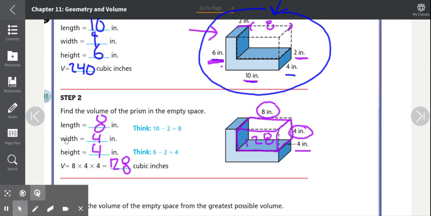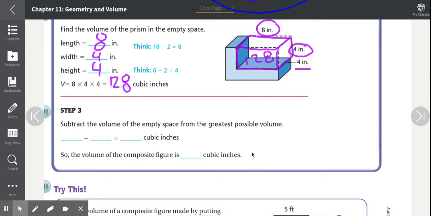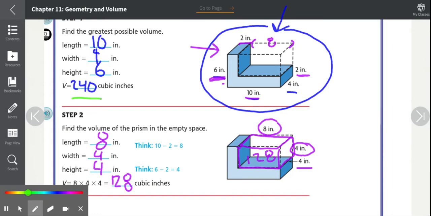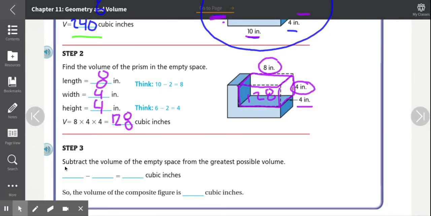Finally, our last step when we are solving using subtraction is to subtract the volume of the empty space from the greatest possible volume. Our greatest possible volume is right here. It's 240. And the volume of our empty space is found right here. It's 128. So we have 240 minus 128. When we solve this, we get 112. So the volume of the composite figure is 112 cubic inches.